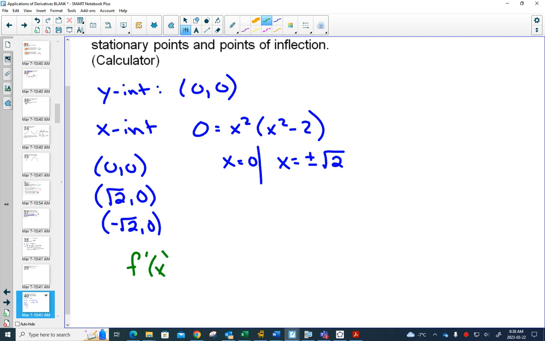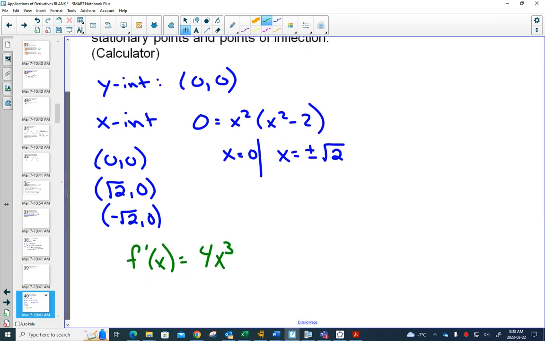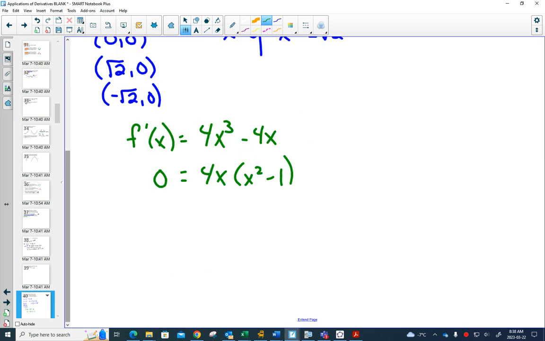Then, step 1, or the first stage, and I'll look at my notation as f of x. So f prime of x will be 4x cubed minus 4x. Set that equal to 0, and we can factor out a 4x. We can factor this completely with the difference of squares.